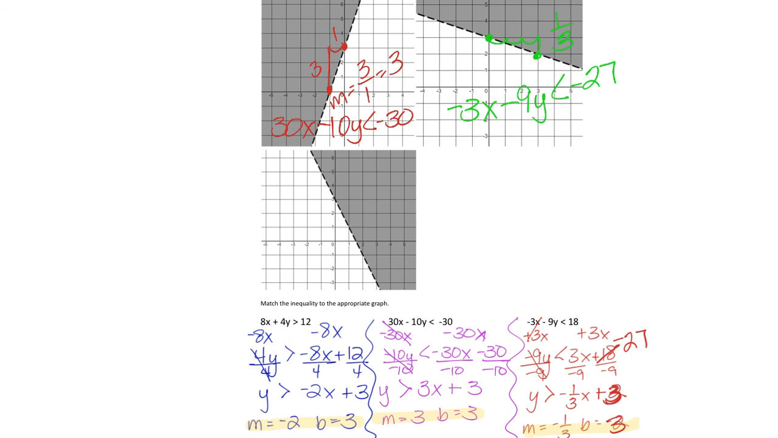And then last but not least, by process of elimination, it looks like if I have a slope here, rise of 2, run of 1, so we're 2 over 1 or just 2. And of course it is negative, and I did not indicate that here. This one is negative as well. So 8x plus 4y is greater than 12.